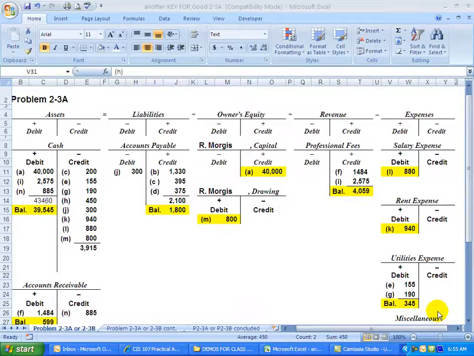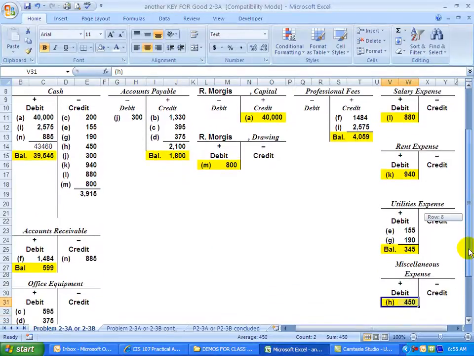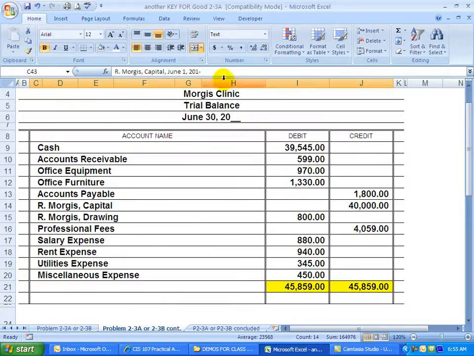The screen is showing the completed T accounts for 2-3A, and the balances are marked in yellow. After you do all of the transactions, you do something called a trial balance, which we talked about in the last video, that shows the balances on the last day of the fiscal period. So you'd have the company, the words trial balance, and the date. This would be June 30th, 2011.